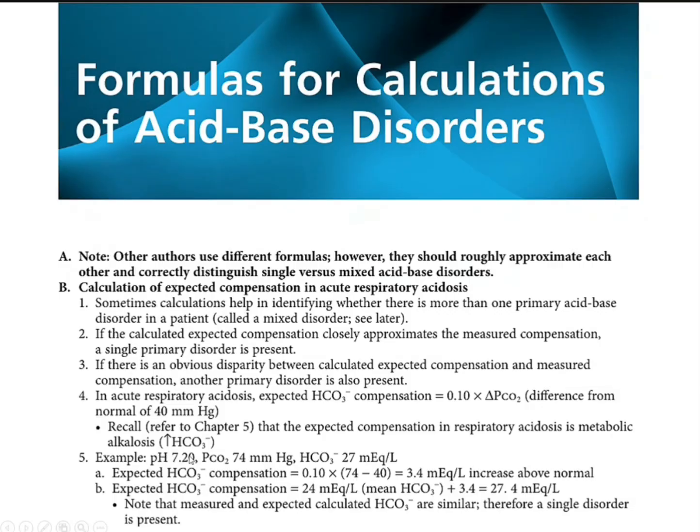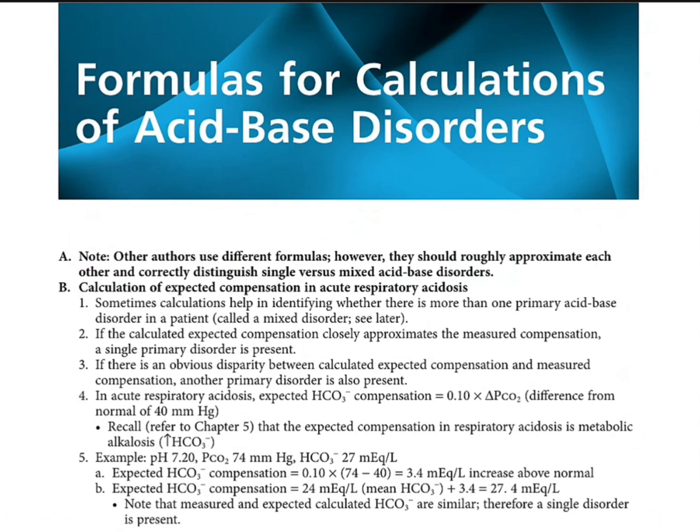So you have an example of pH. What does this pH 7.2 mean? Acidosis. CO2 has increased. That means there is respiratory acidosis. And the expected bicarb level, if the compensation is 0.10 into 74, that is carbon dioxide minus the upper normal level of CO2. So if this increases above normal, this is the expected bicarbonate compensation. So 0.1 into the difference of the normal level, how much CO2 has increased.